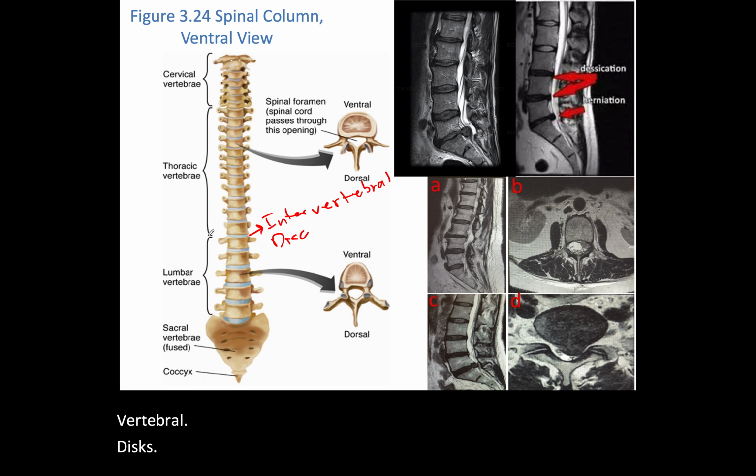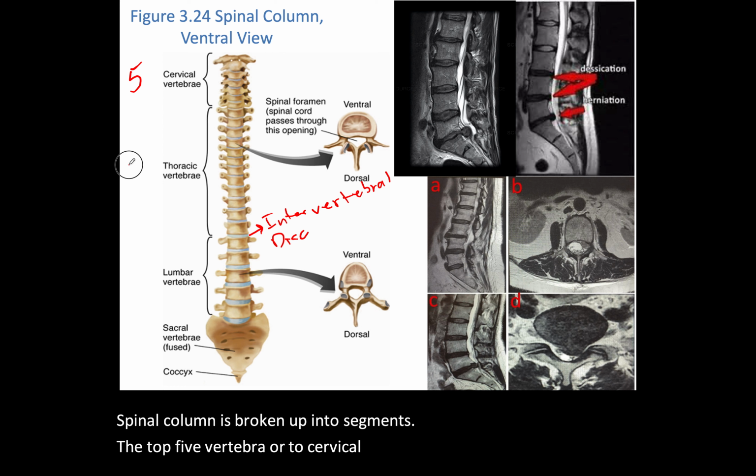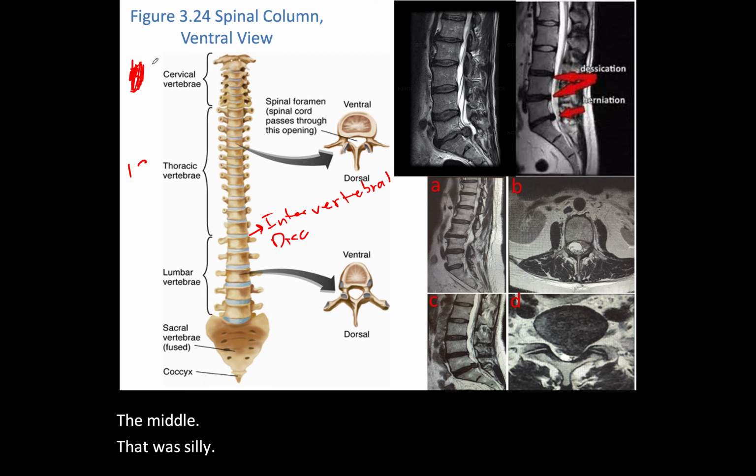Now, the spinal column is broken up into segments. The top seven are the cervical vertebra. The mid 12 are the thoracic. And the bottom five are the lumbar vertebra.